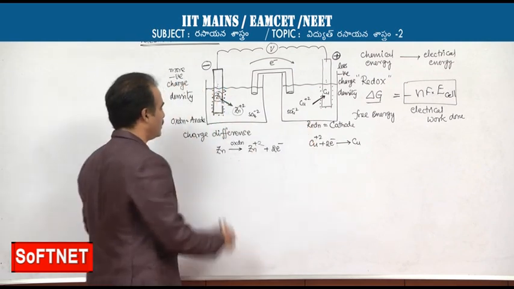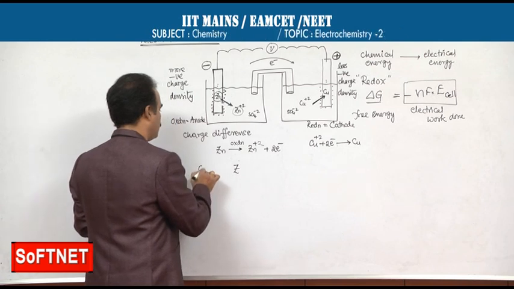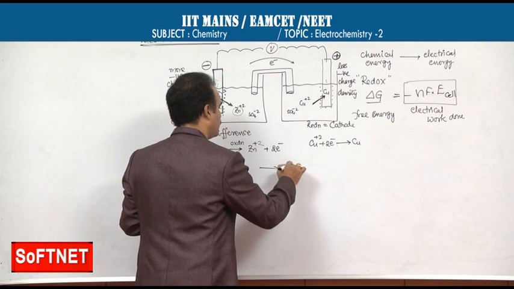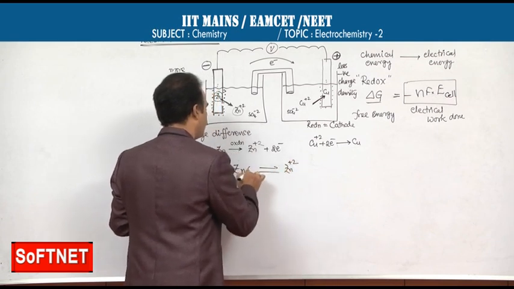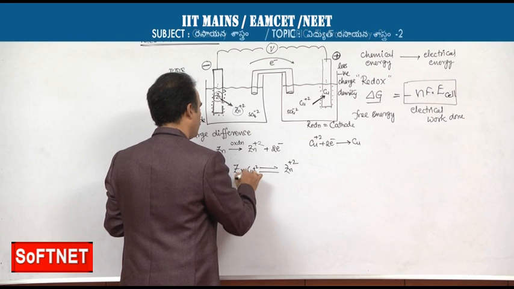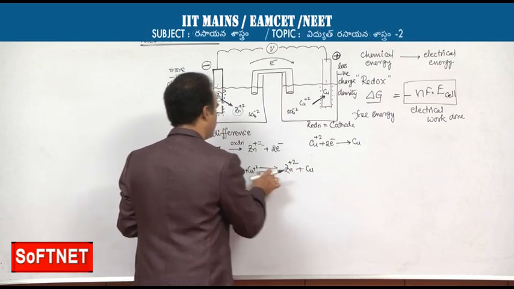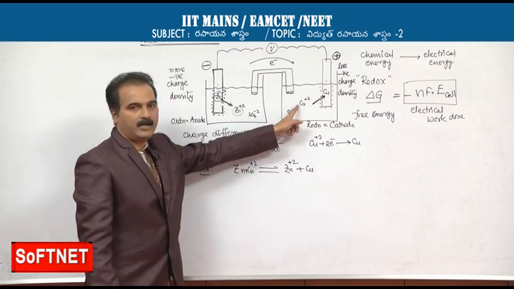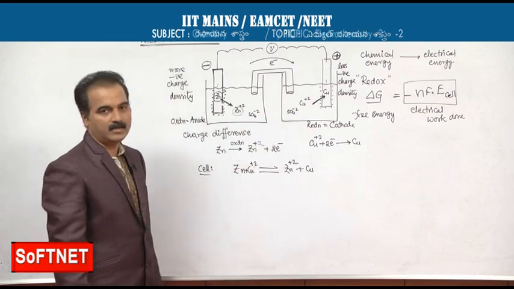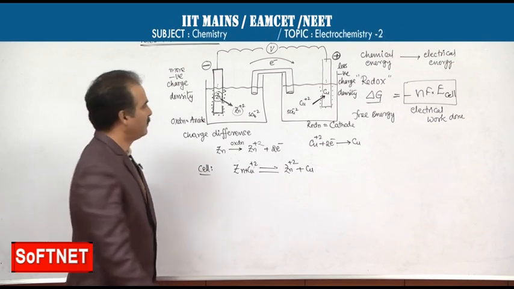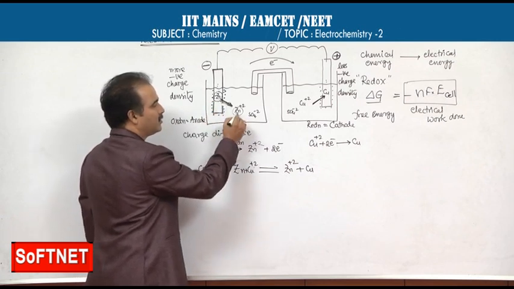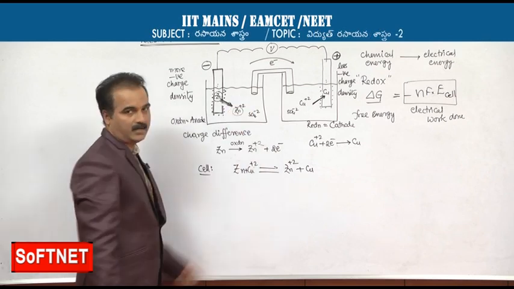The overall cell reaction here is zinc becoming zinc plus 2, and copper plus 2 becoming copper. This is the overall cell reaction of this electrochemical cell, which is called the Daniell cell or galvanic cell, we can say. Now, if oxidation of zinc occurs continuously, the concentration of zinc plus 2 keeps increasing.